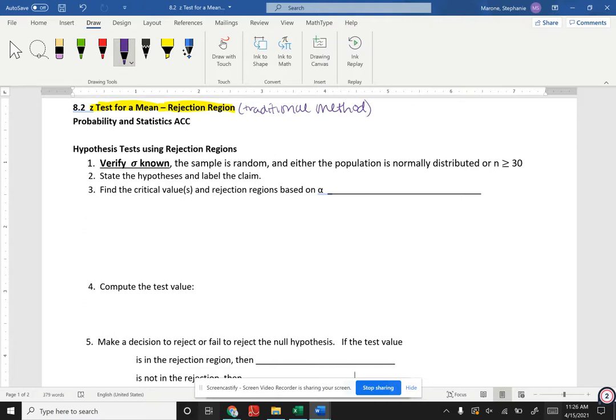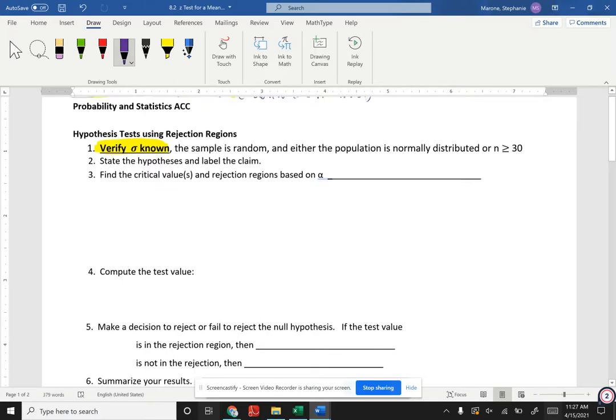So we're going to use a z-test. Remember from chapter 7 with confidence intervals, the population standard deviation is known. If the population standard deviation is known, then we use z. Section 8.3, we're going to use t because the population standard deviation is not known. And then the rest of the sentence, don't worry about it because that's always going to be true.